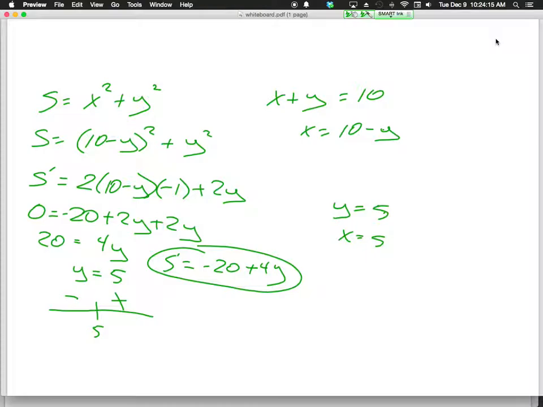Now, sometimes there is just a primary equation and there are only two variables in it. If you get a primary equation that only has two variables in it, what do you not need? Secondary. You do not need a secondary. So sometimes there are optimization problems that don't need a secondary equation. So keep that in mind.